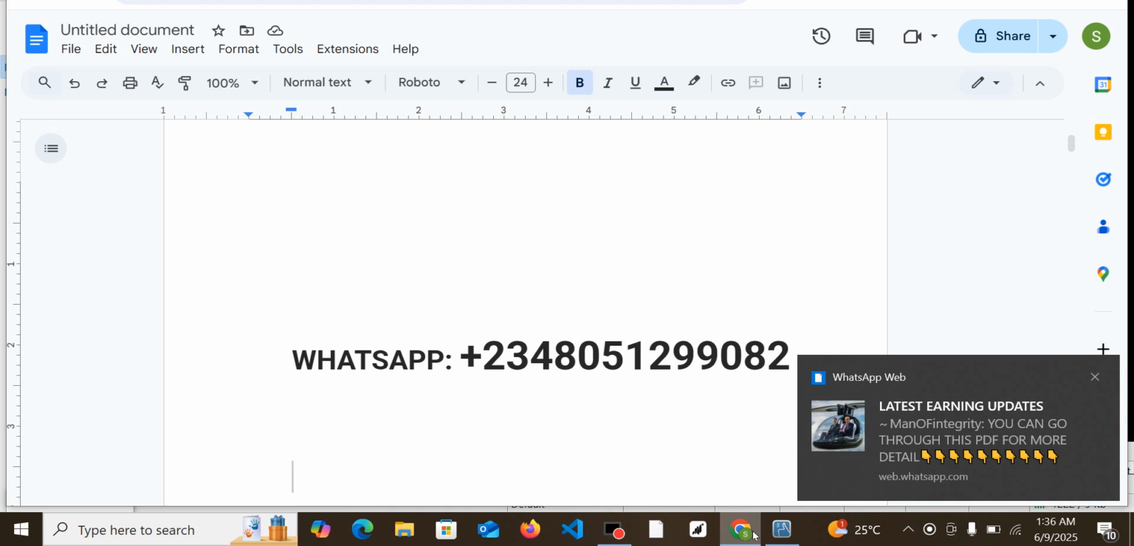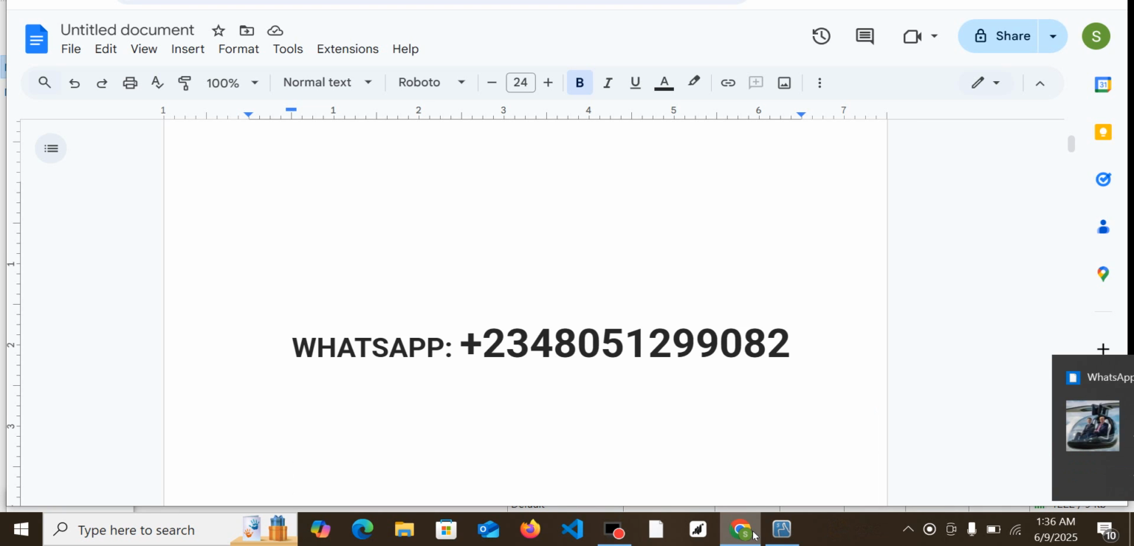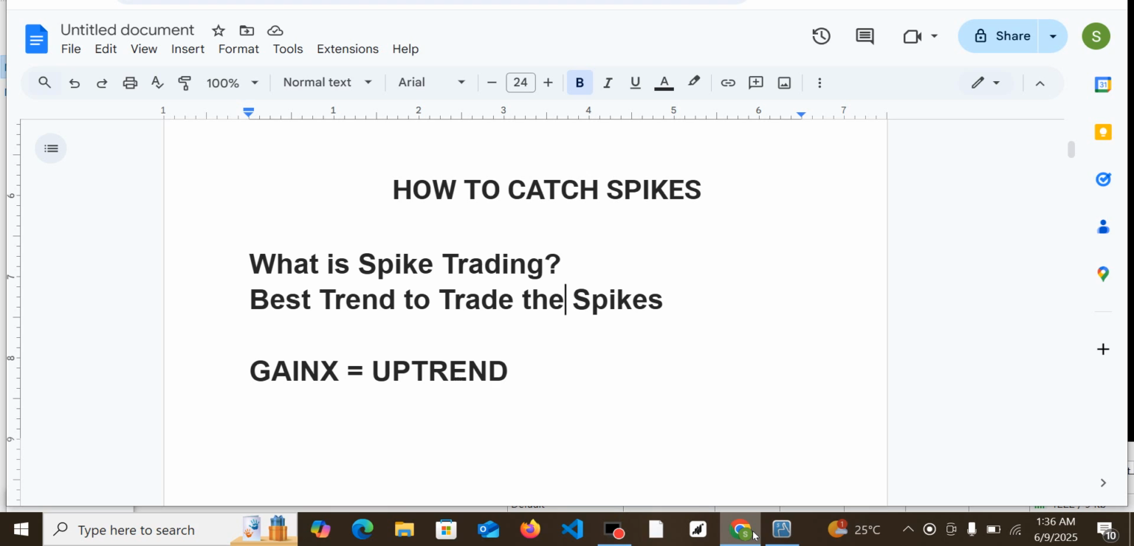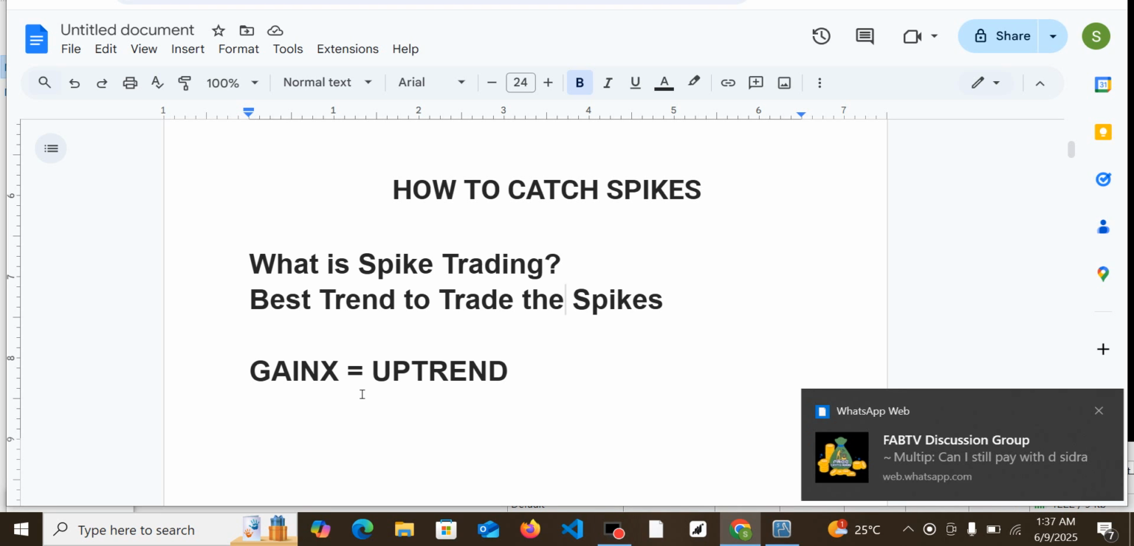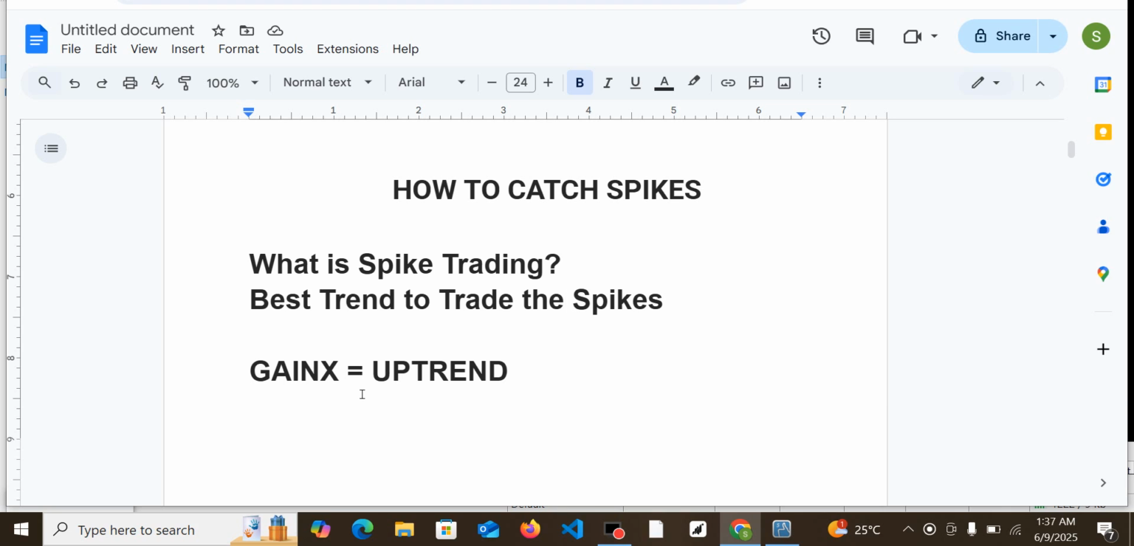Okay, so quickly, let's go straight into what we have right here. Like I said, if you truly want to enjoy the act of trading spikes, you need to understand when the spikes usually occur. So if you are trading GainX, either it is GainX 1200, GainX 999, GainX 800, and the likes, they all work in the same direction. For you to trade the spikes, the market must be on uptrend or just starting the uptrend. You will enjoy trading spikes around this region for GainX.